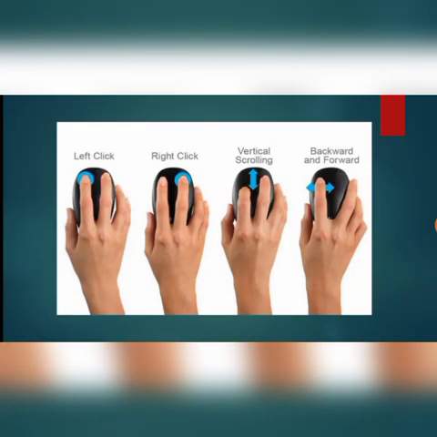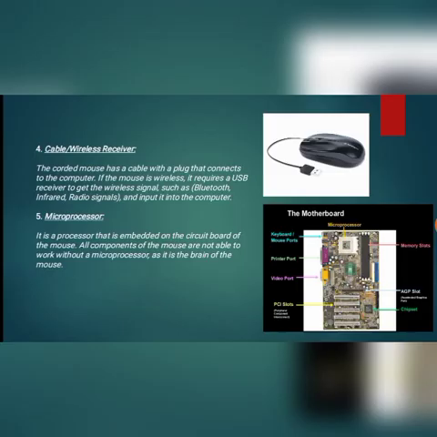This is a picture showing how you use a mouse. Cable and wireless receiver are also parts of a mouse. The corded mouse has a cable with a plug that connects to the computer. If a mouse is wireless, it requires a USB receiver to get the wireless signal.